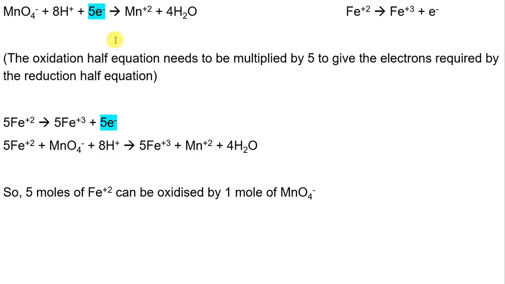I've done that here, and I can see that the electrons accepted by the MnO4 minus are the same number as the electrons provided by the Fe plus 2. Add everything up. I get my final redox equation. So, 5 moles of Fe plus 2 can be oxidized by 1 mole of MnO4 minus.